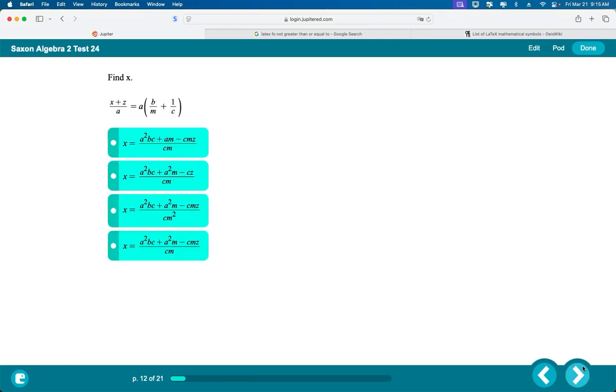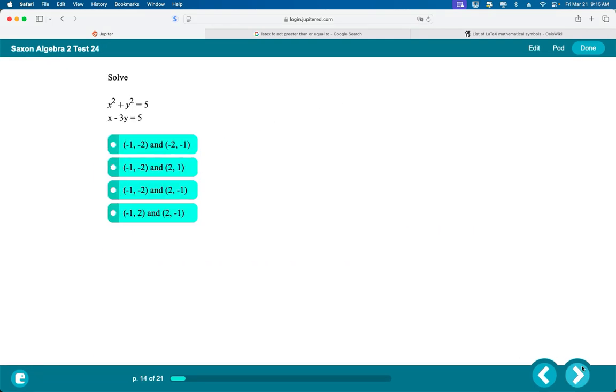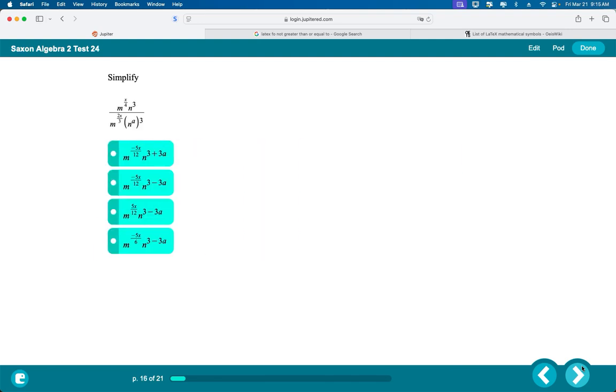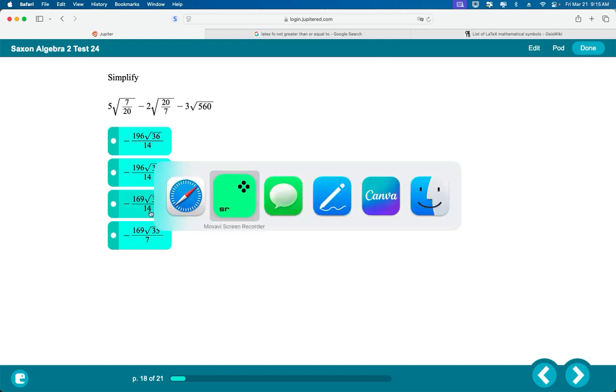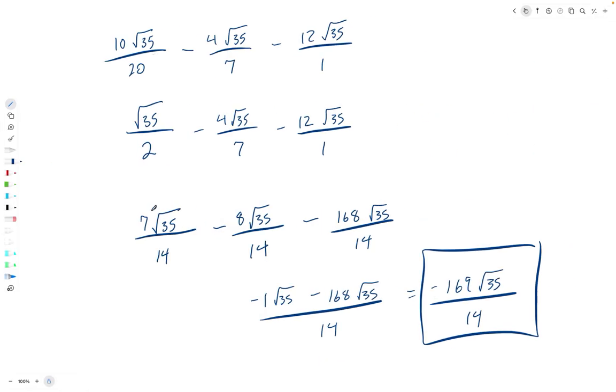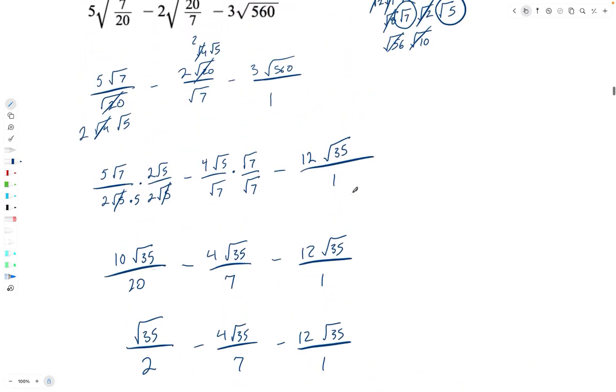All right, so let's look at, I think it was, we did that one. It was this one. So this one had a typo. This said 500. It should have said 560, and I've already fixed it. And when that is fixed, the appropriate answer is negative 169 over 35. And I think I solved it over here. Yes, I did.